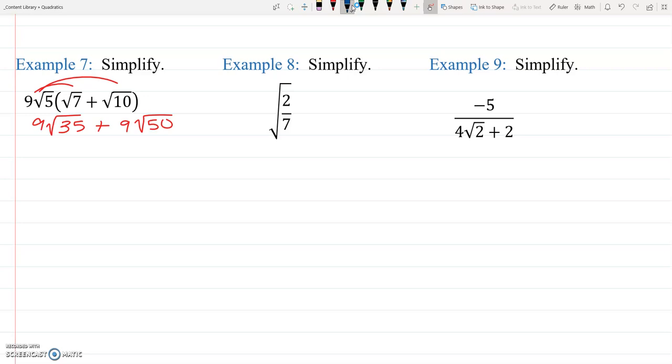But I look over here at this 50. Can the 50 be simplified? Yes, so I have to. If it can be simplified, you must. Okay, so square root of 25 times square root of 2. Bring this other stuff down.